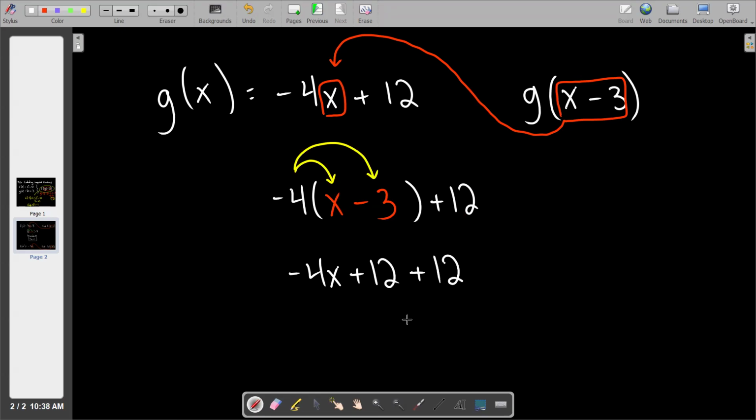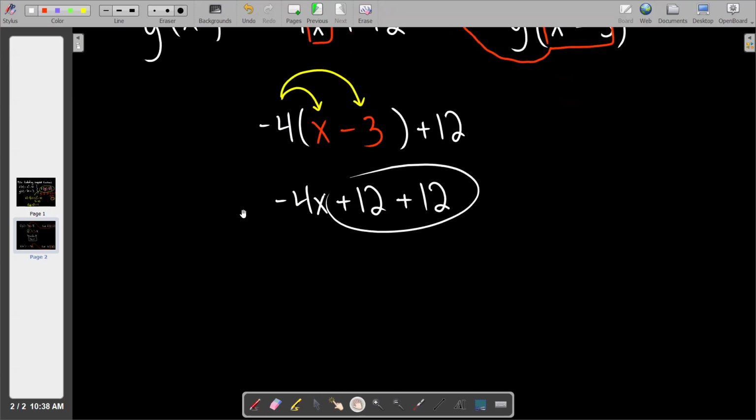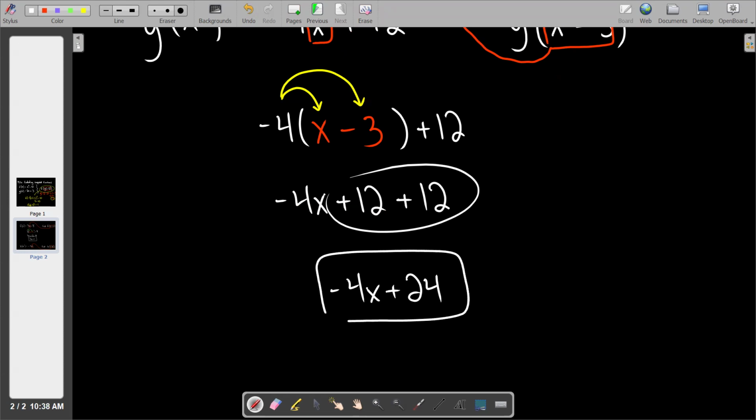Catching your negative, distributing to a negative, turning it into a positive. Like terms. And these are the like terms right here. What do they make? 24. So our final answer is -4x plus 24. Jackpot. Box it up. Full send. How do you feel? Good?